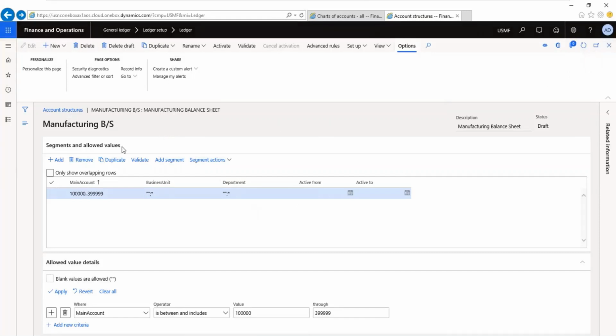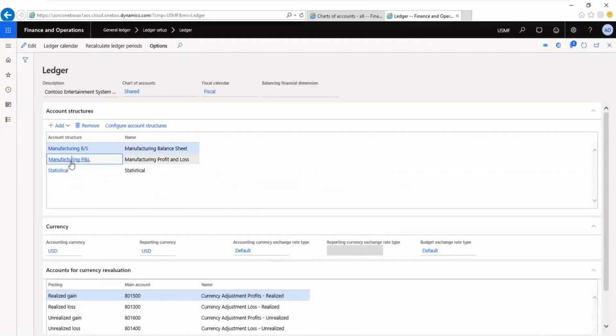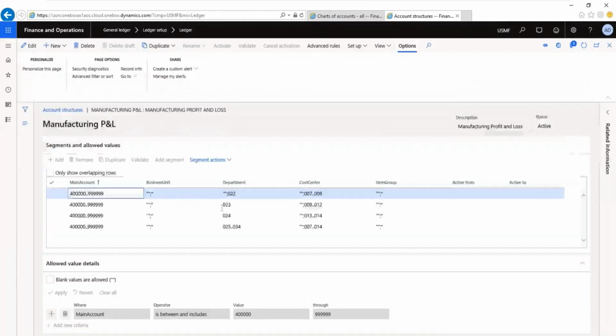For another structure, manufacturing P&L, it is business unit, department, cost center, and item group, from 4000 to 9999.